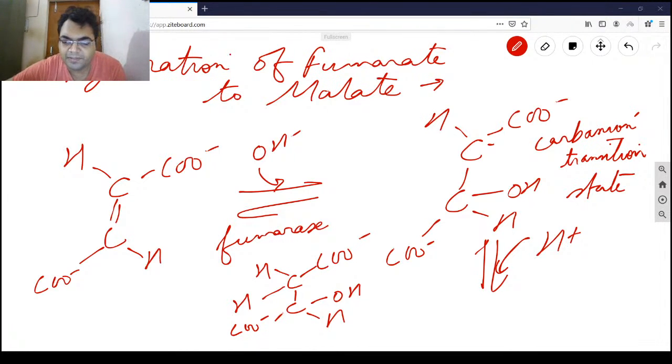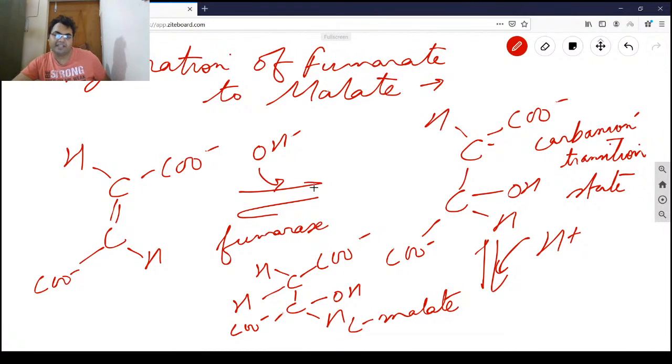So now this will be your malate, or L-malate, levomalate. This is how the malate is produced via a double reaction, also catalyzed by fumarase. The reaction is a two-step reaction. In the hydration reaction, first an OH group is added, then an H plus is added to the carbanion.